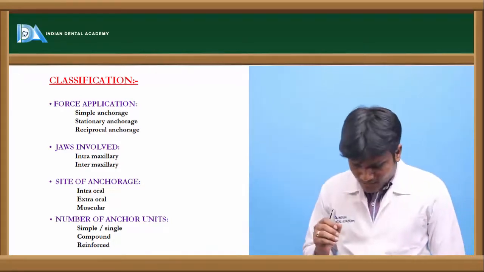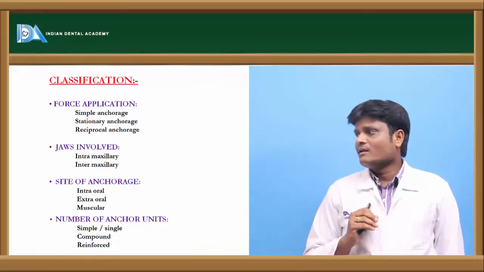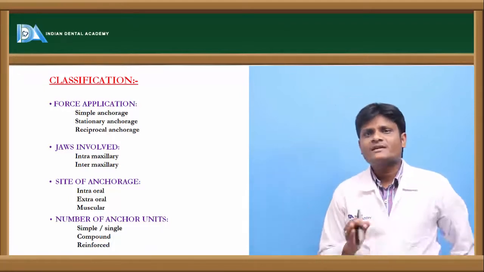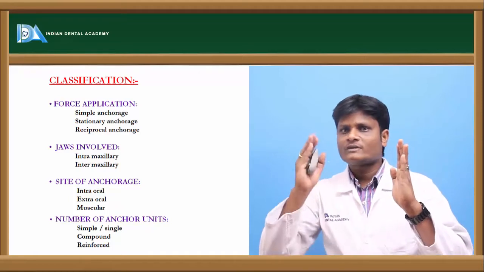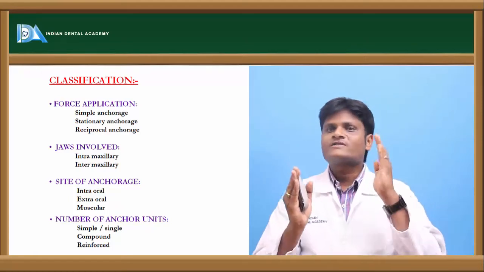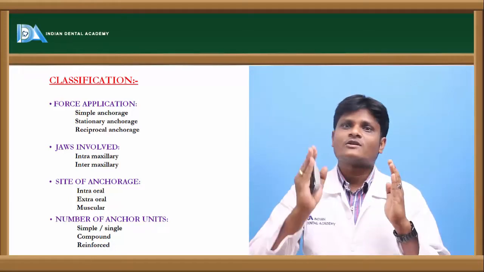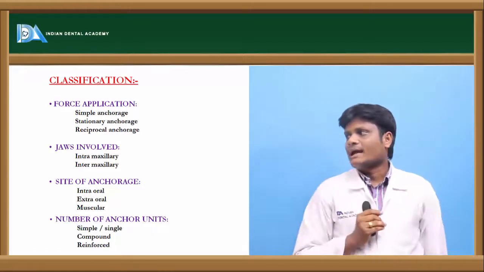Now, based upon the number of anchorage units, we have anchorage as simple, compound, and reinforced. What is meant by a simple anchorage? Here, we are taking support of a single tooth for the movement of the other tooth. But the root surface area of the single tooth which is used as an anchor unit is more than the root surface area of the tooth that is being moved. This is called simple anchorage.